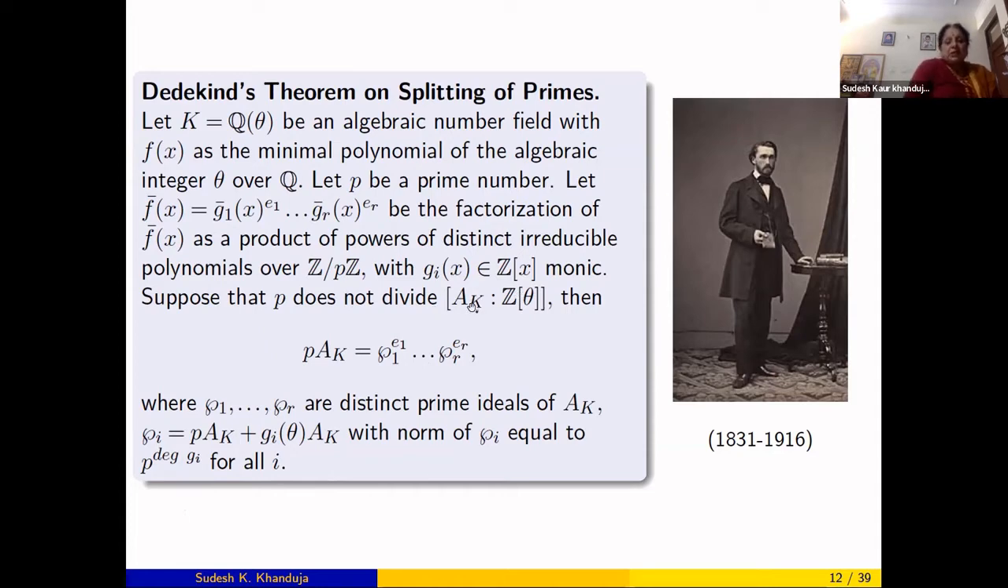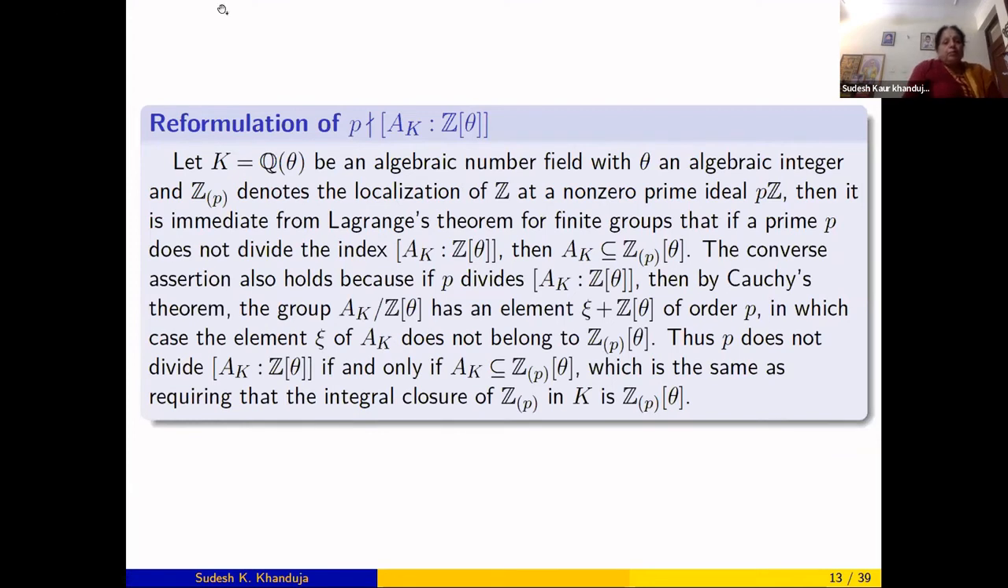And once in the year 2002, my student Kumar proved that Dedekind could not have assumed less, because if all these conditions are satisfied, then p does not divide the index. That is, if a prime p has a factorization like this, where the P_i are distinct prime ideals, and the P_i are generated by this, and the norm of P_i is p^d_i, then p does not divide the index of Z[θ]. So a reformulation of p does not divide the index of Z[θ] in A_K.